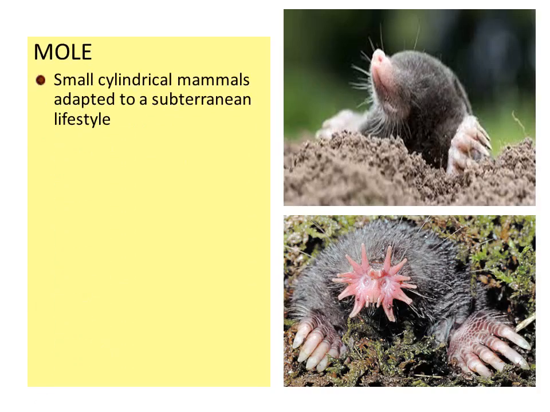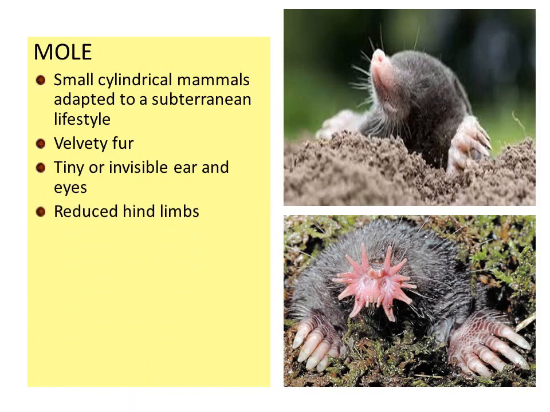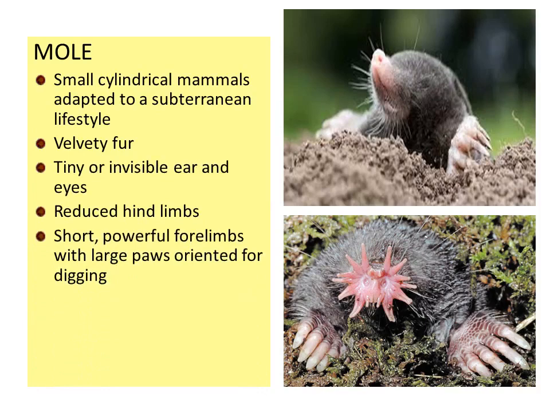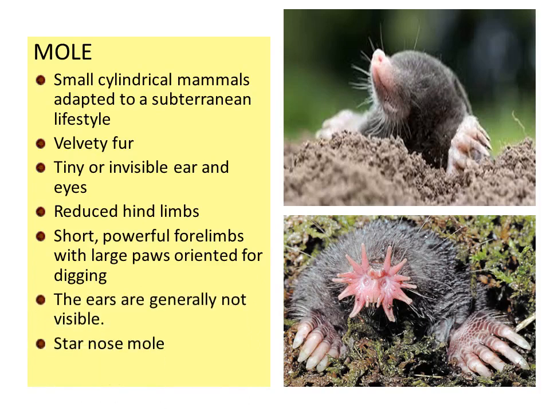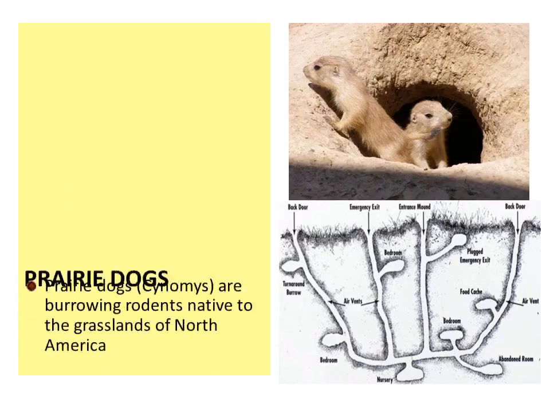Next example is the mole, a small cylindrical mammal adapted to a subterranean lifestyle. It has velvety fur, tiny invisible ears, small eyes, reduced hind limbs, and short powerful forelimbs with large paws oriented for digging. Ears are generally not visible. Another example is the star-nosed mole with 22 appendages.